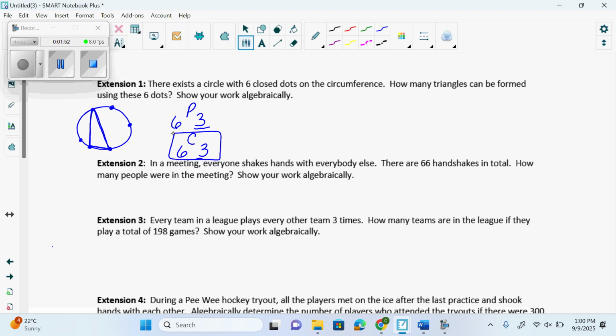All right. Type 6c3 into your calculator. What do you get? 20. So you get 20. That's it. You get 20 triangles. I said closed dots, but triangles is what I meant to say.